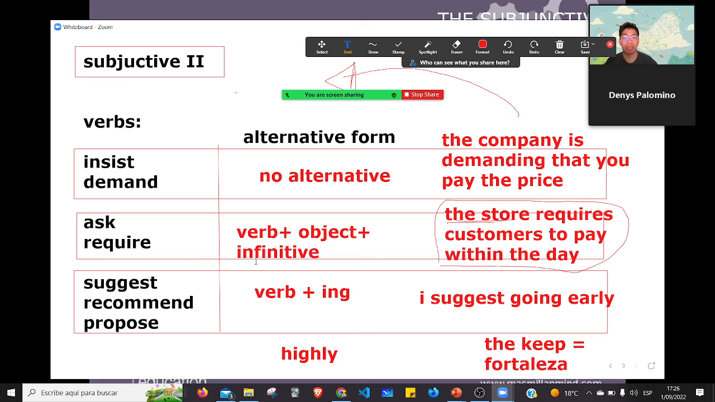Recuérdate, suggest, recommend, and propose. Solamente usamos el subjuntivo cuando queremos enfatizar órdenes, cuando queremos enfatizar, ¿qué más? Recomendaciones y sugerencias. Okay? Yes.